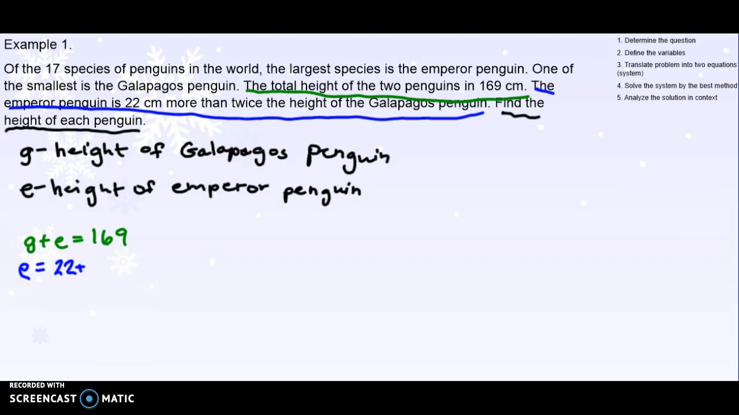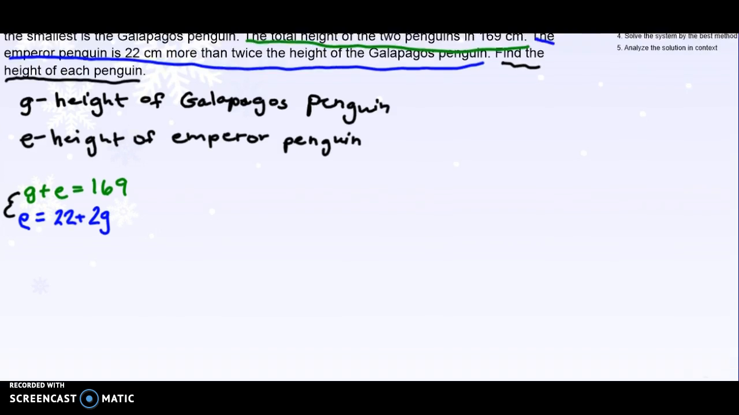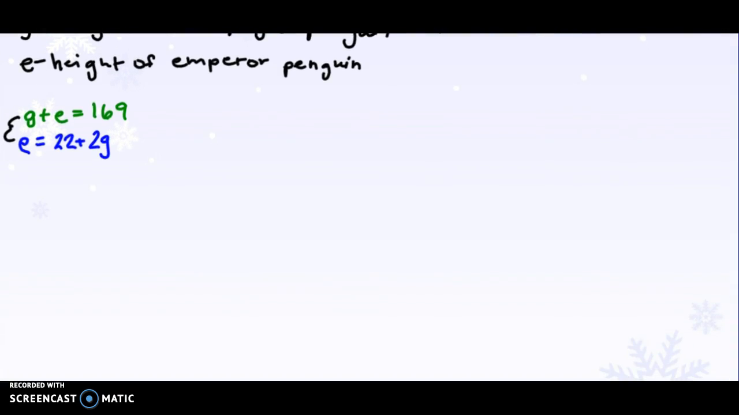Well, I know twice the height is going to be 2 times the height, and the Galapagos penguin has the variable g. So what we have now are our two equations, or our system, and we can choose which method we need to use to solve this system. If we look at what we have here, one of our variables, e, is already solved for. We know that e equals 22 plus 2g.